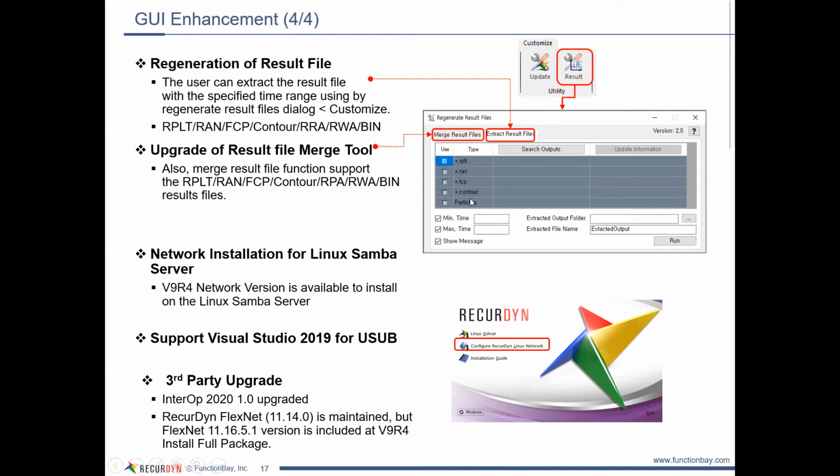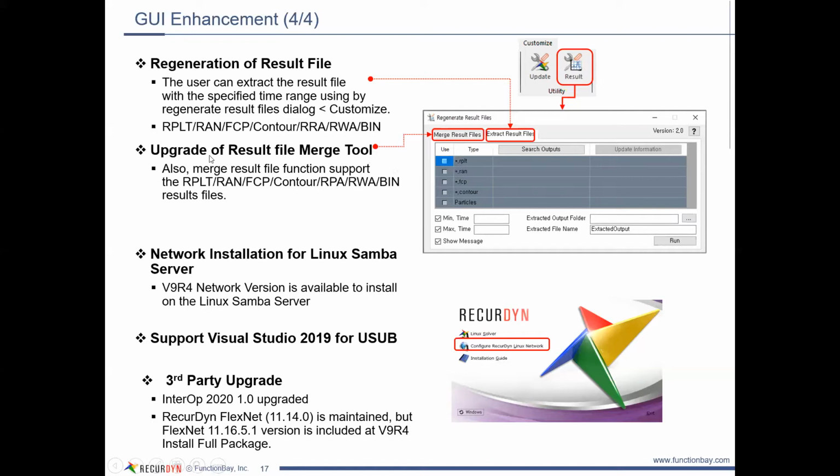But there are different files, and with the toolkits and so forth, there are some different things, flex bodies and so forth. So if you want to extract the result files from these other file types, you can do that, and that's basically replicating what would happen inside the Recurdyn user interface. You can also merge results files, several of them together.